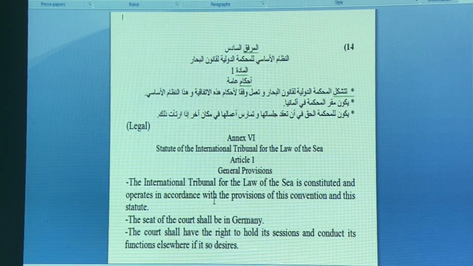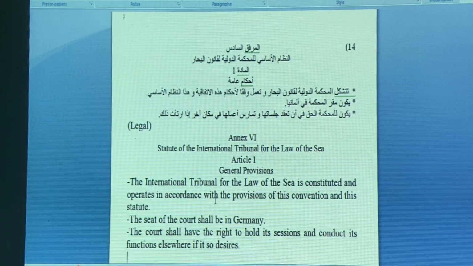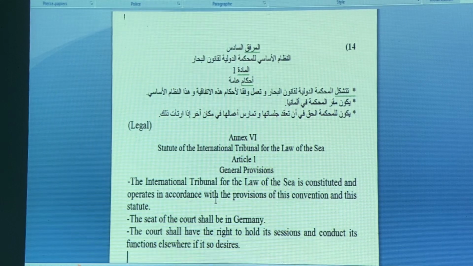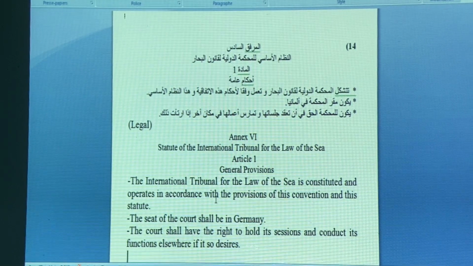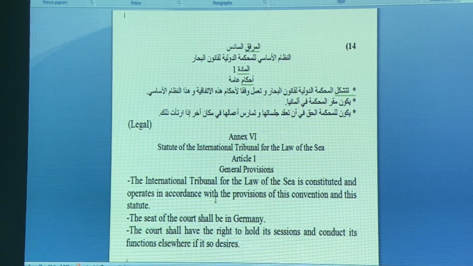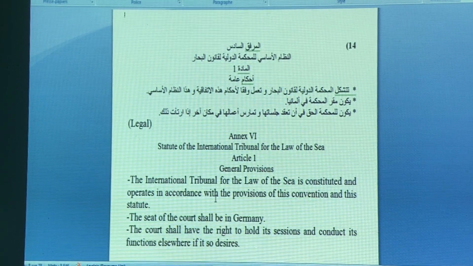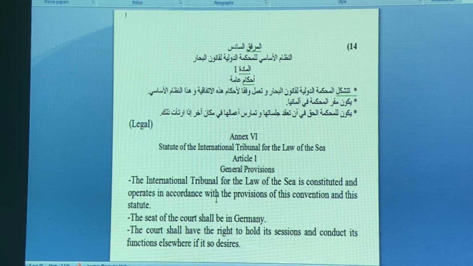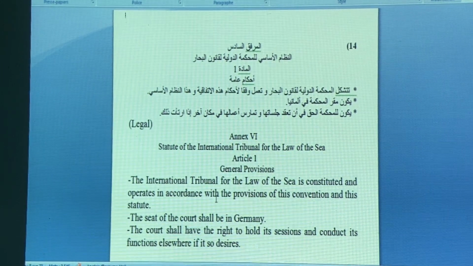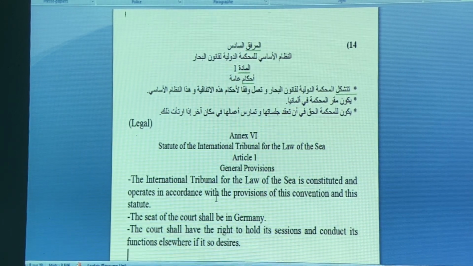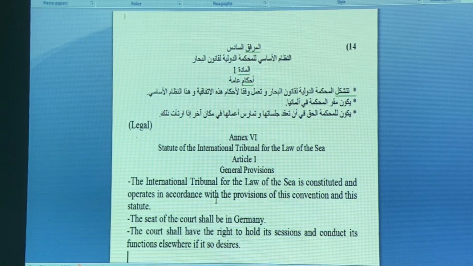Article 1, General Provisions. The International Tribunal for the Law of the Sea is constituted and operates in accordance with the provisions of this convention and this statute. The seat of the court shall be in Germany. The court shall have the right to hold its sessions and conduct its functions elsewhere if it so desires. So you see we have the use of shall be, shall have. This is very normal in legal texts.